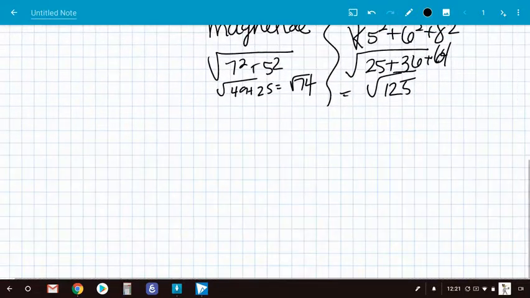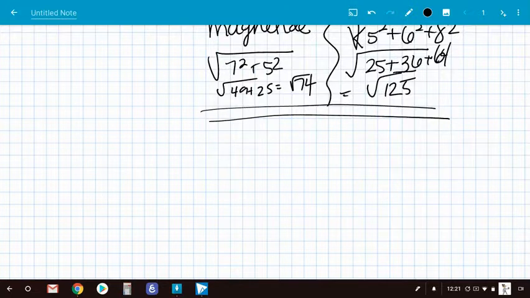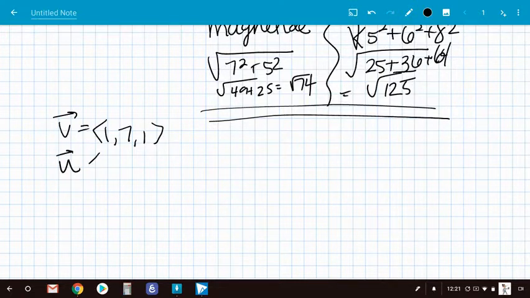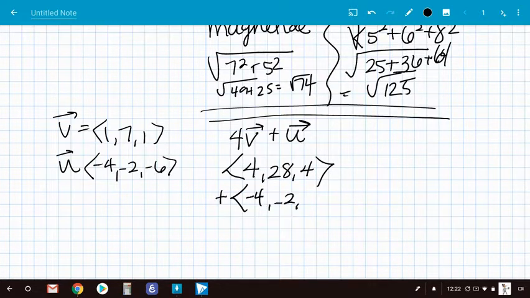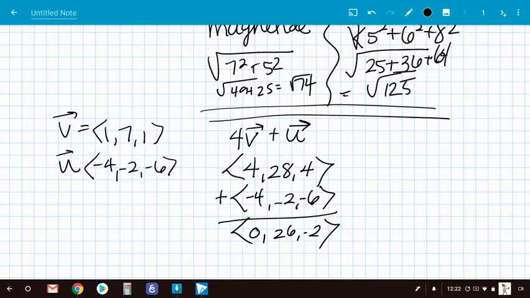And then the last thing is just doing scalars, or vector addition and subtraction. So if I gave you the vector v to be <1, 7, 1>, and vector u is <4, 2, 6>, and asked you to find 4v plus u, same as we did in 2 dimensions, you would take v multiplied by 4. So I'd get <4, 28, 4>, and add to it u, which is <-4, -2, -6>. And I would get <0, 26, -2>, exactly the same way that we did vector operations before.